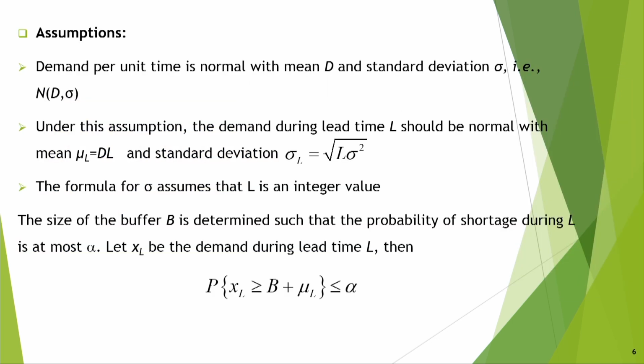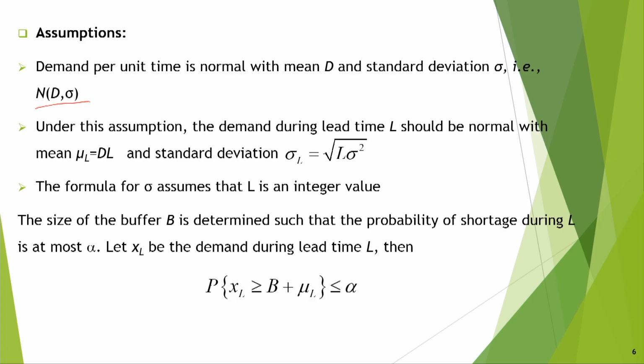So the assumption is that the demand per unit time is normal with mean D. So we do not take deterministic D now, it is a normal distribution. We say mean is D and standard deviation is sigma, that is, we denote it by N(D, sigma). N means normal distribution, D means mean, and sigma is the standard deviation.